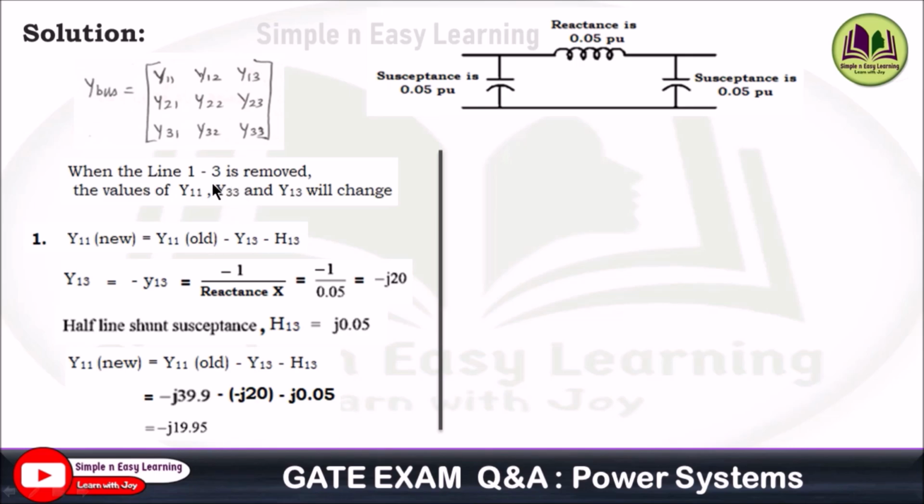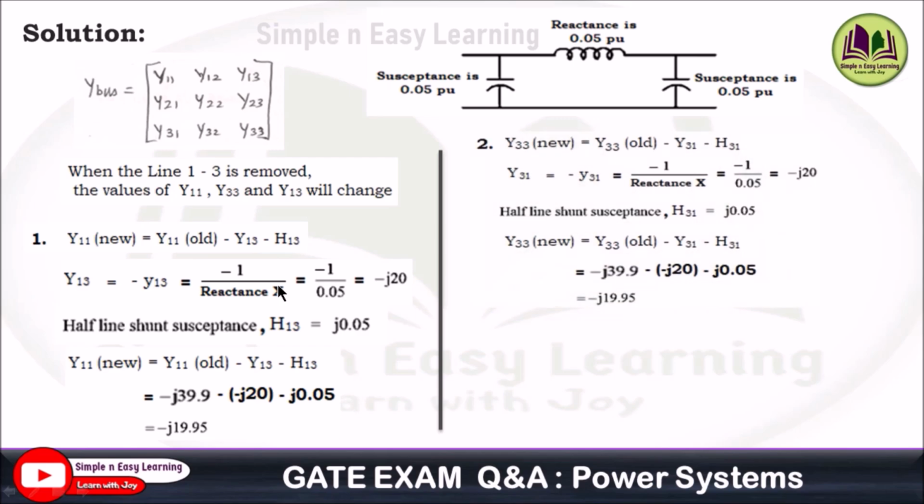Similarly, the second term is y33. The same thing here also: y33 new equals y33 old minus y31 minus H31. The line reactance value is the same here also, so you will get minus j20, and the half line shunt susceptance is 0.05. You can substitute that value, and you will get minus j19.95.